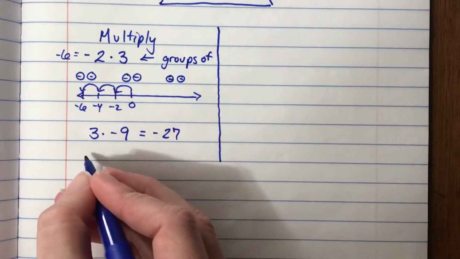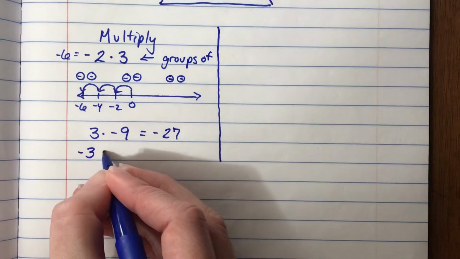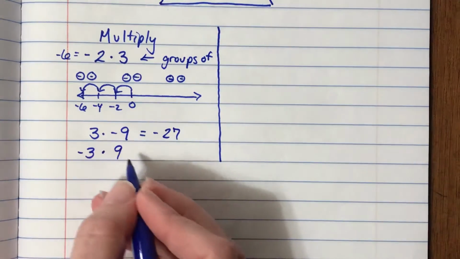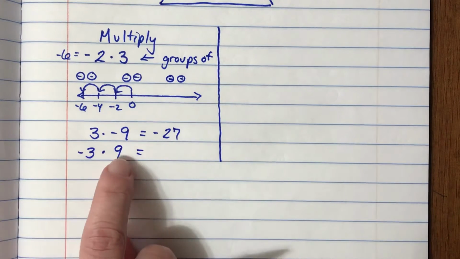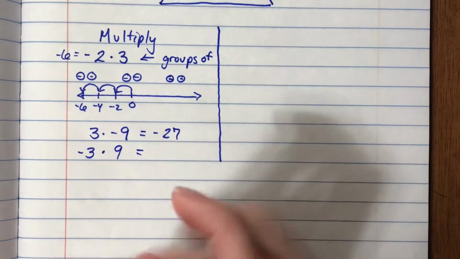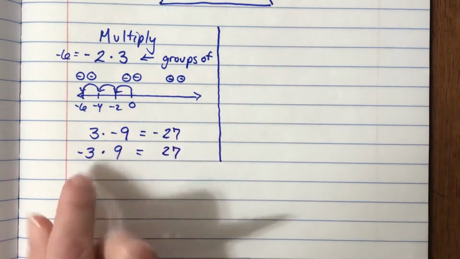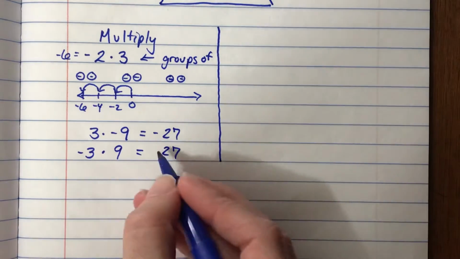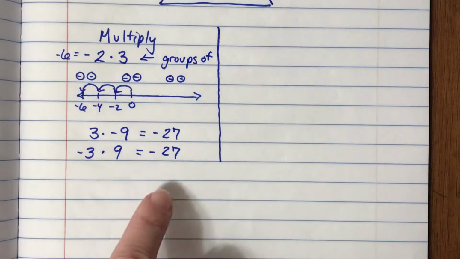Now, that's the same as if the -3 had been the negative number, and if the 9 had been positive. So -3 times 9, this is now representing 9 groups of -3. Well, 9 times 3 or 3 times 9 still gives you 27. You still just multiply the numbers together, and one of the numbers is negative, so 9 groups of -3 would still end up with -27.